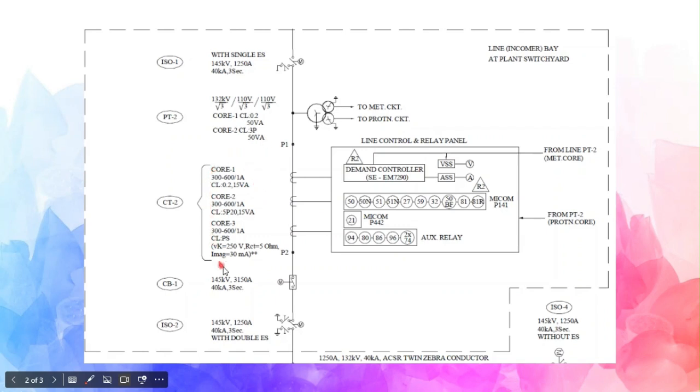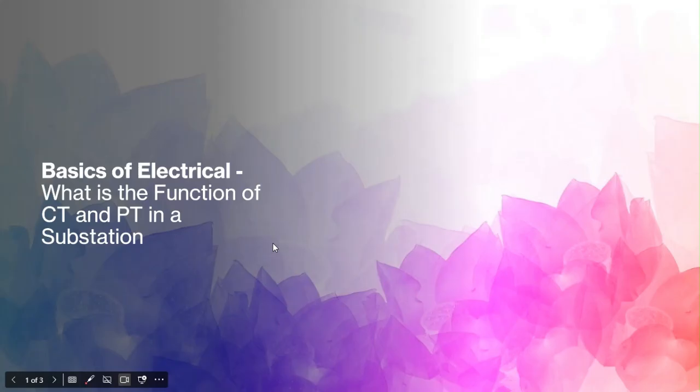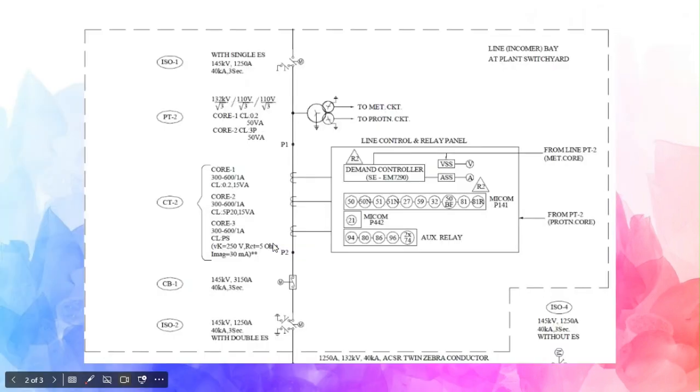Similarly, this is the CT. CT has one, 2, 3 cores. This is a three core CT: core 1, core 2, core 3. So again, the core 1 is the metering core, core 2 is the protection core, and core 3 is also a protection core. It is called the differential core, PS class CT, PS class core. It is used for differential protection.